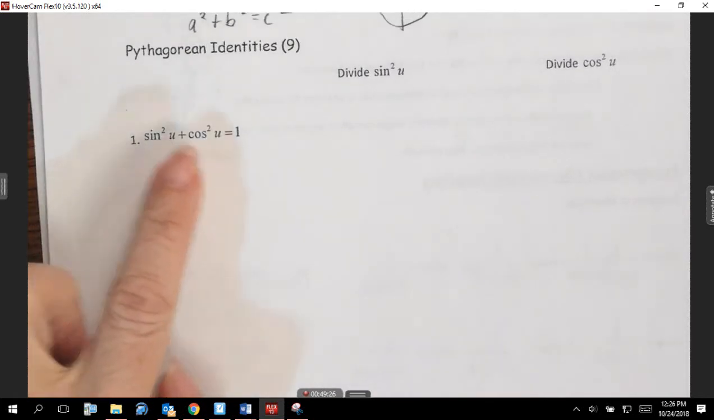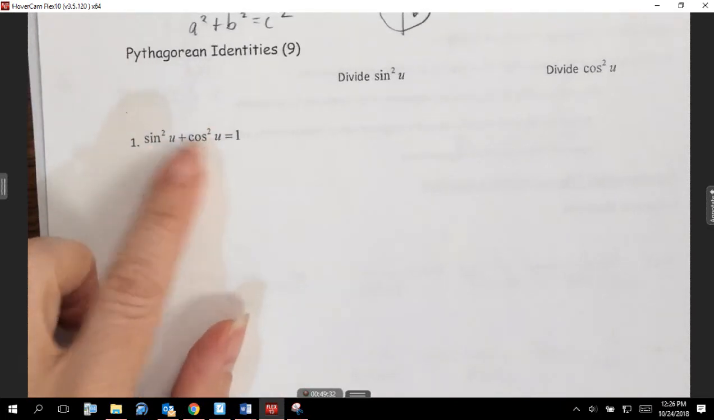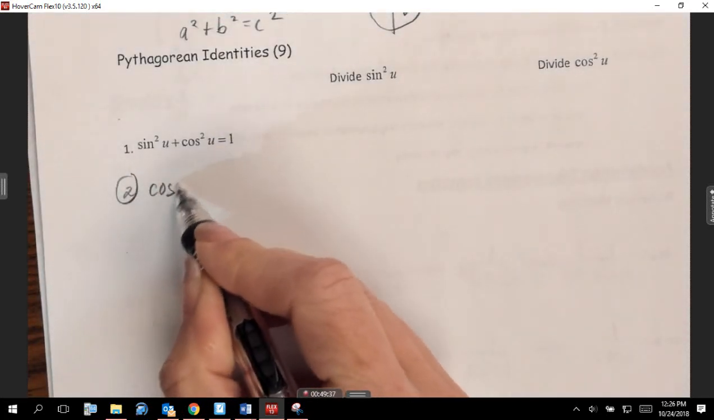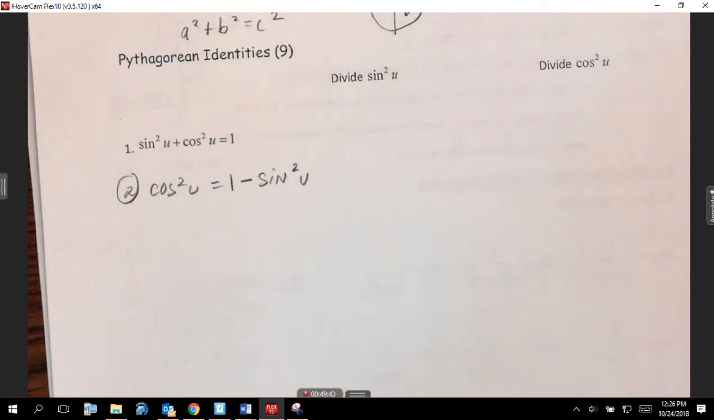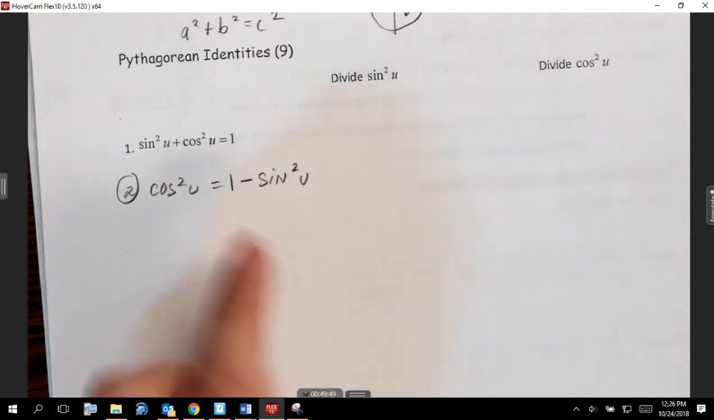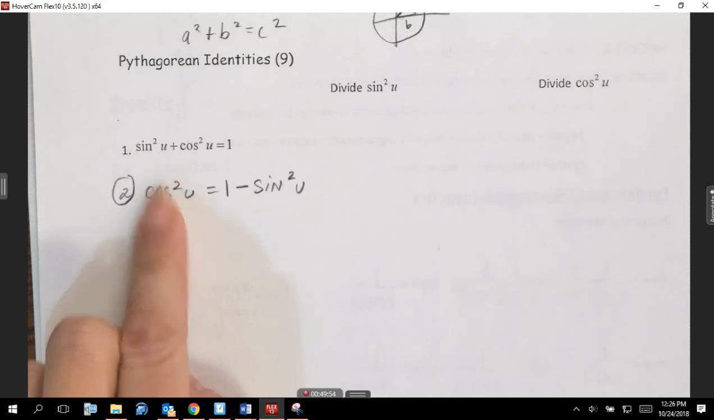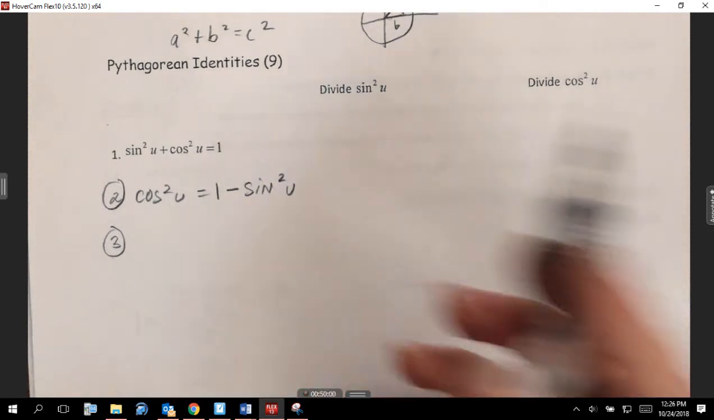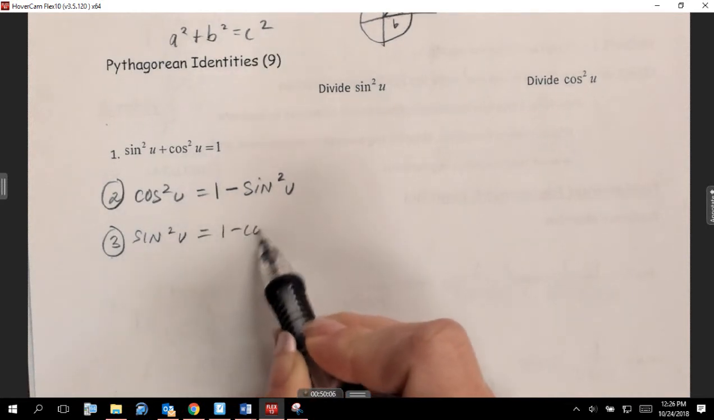Since this is an equation, I can do whatever I want. I don't know, subtract sine squared u from both sides. Then I get cosine squared u equals 1 minus sine squared u. That is another Pythagorean identity, where if you had 1 minus sine squared u, you could substitute it for cosine squared u. I can manipulate this original identity a different way. I could subtract cosine squared u from both sides and get sine squared u equals 1 minus cosine squared u.